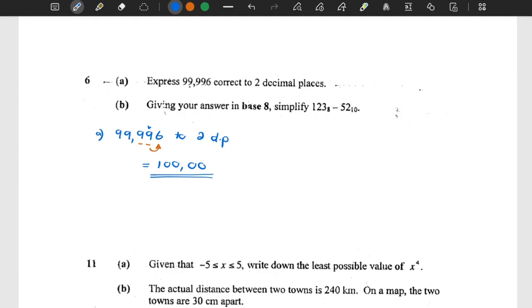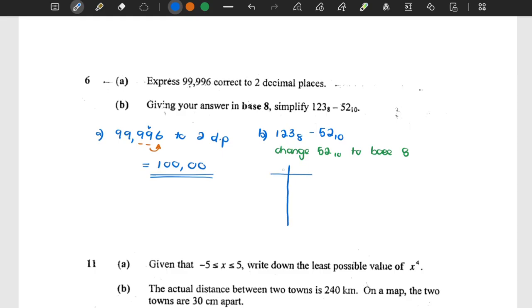All right, then the next question, number B, says, giving your answer in base 8, simplify 123 to base 8 minus 52 to base 10. So the first thing is change 52 base 10 to base 8. If you don't know how to do that, there is a video on number bases.